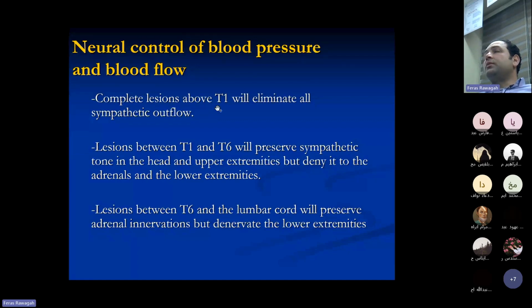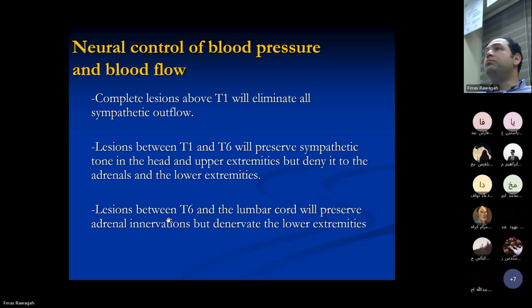What about the neural control of blood pressure? As we said, there is something called neurogenic shock. A complete lesion above T1 will eliminate the sympathetic outflow. Complete loss of sympathetic outflow. This will result in bradycardia also. A lesion between T1 and T6 will preserve the sympathetic tone in the head and the upper extremity, but will deny it to the adrenals and the lower extremity. So the adrenal will be affected and it will be severe, anything above T6.